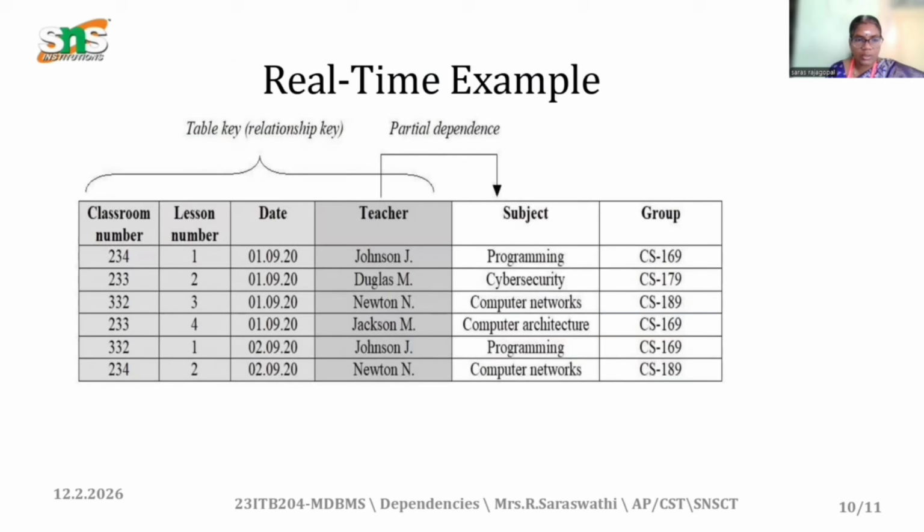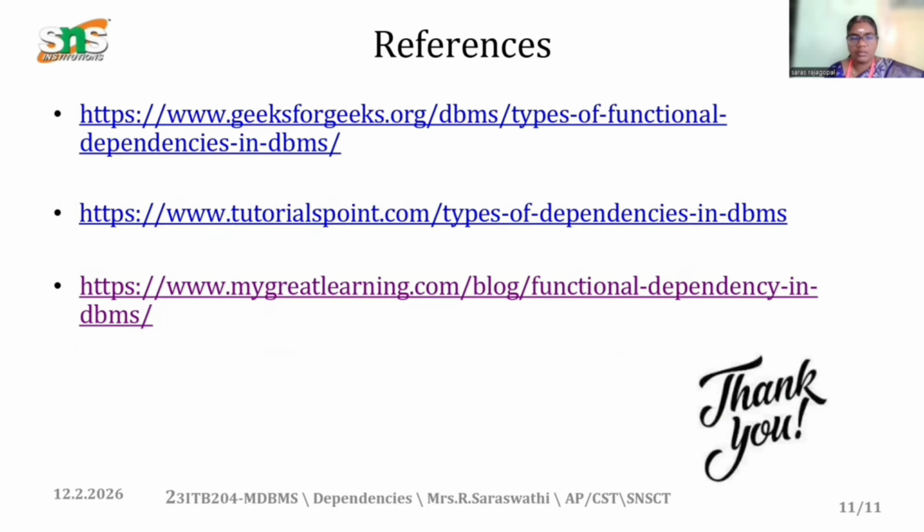The classroom number, lesson number, date, teacher, subject and group. This is a student table. In this table, teacher and subject form a partial dependency. That is, there may be more than one teacher for a subject, or more than one subject or a single subject, etc. References. Thank you.